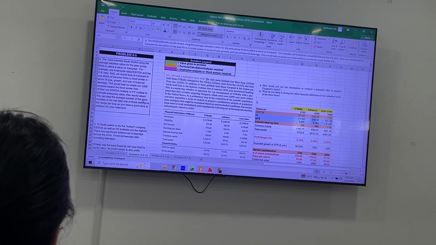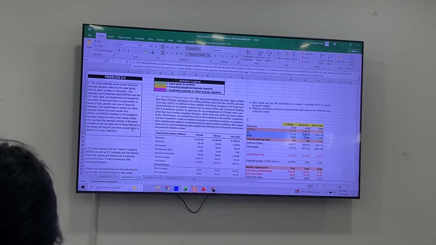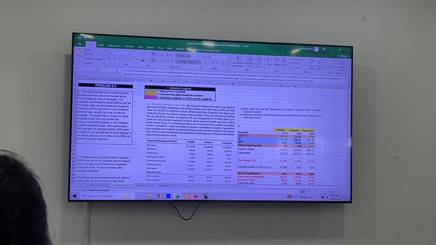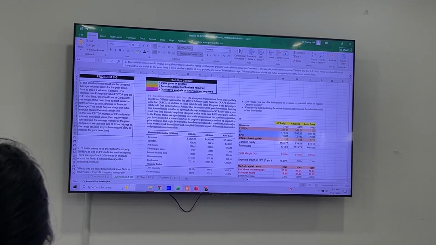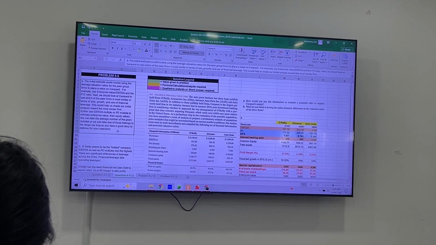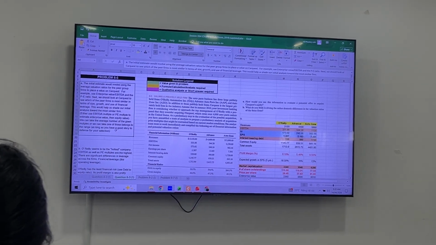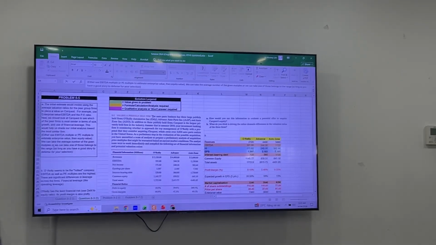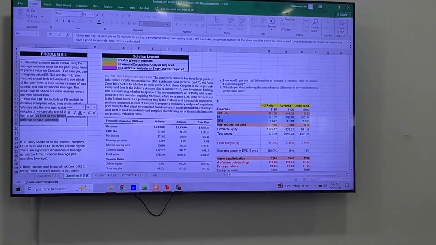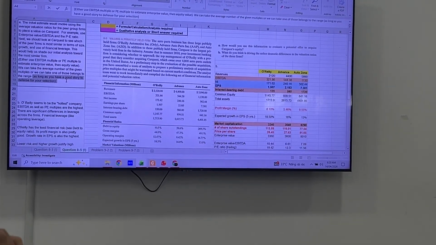We can take the average, but if you can justify it using other information, you can take the median, okay, or maybe you can take a weighted average method, like we learned before. The key thing is that as long as you have a good story to defend your selection, that is the key.